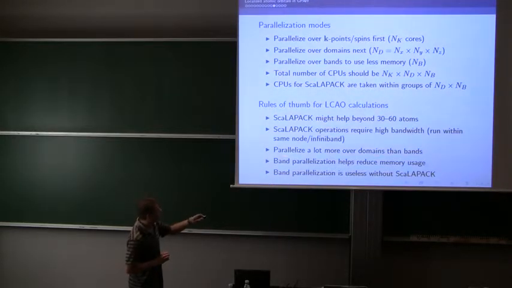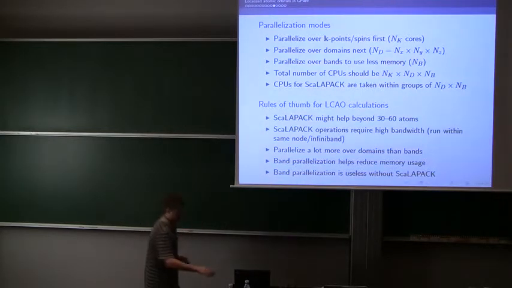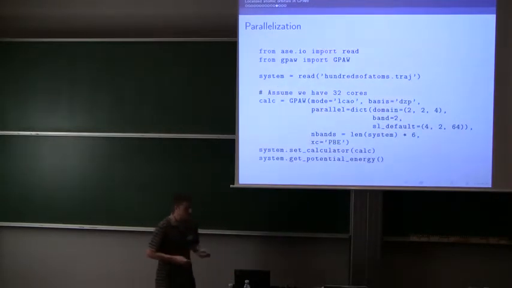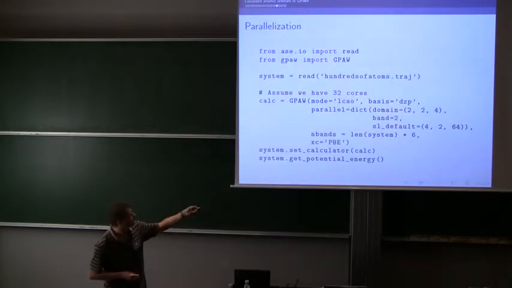As a rule of thumb, parallelize as much as you can over domains, and then a bit over bands, and then be sure to use ScaLAPACK. That's how you do it. Here is an example where we do a domain decomposition of 2 by 2 by 4, and a band parallelization of 2. You have to read up on this parallel keyword to figure out what goes in, but this is documented. Then you have to specify settings for ScaLAPACK.